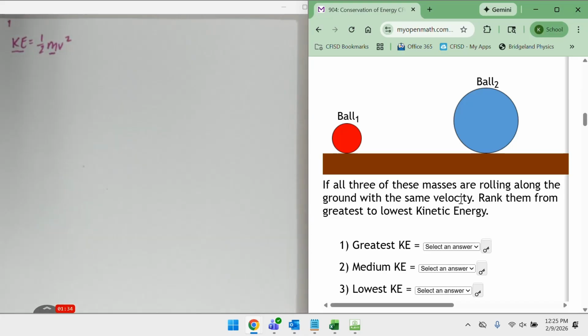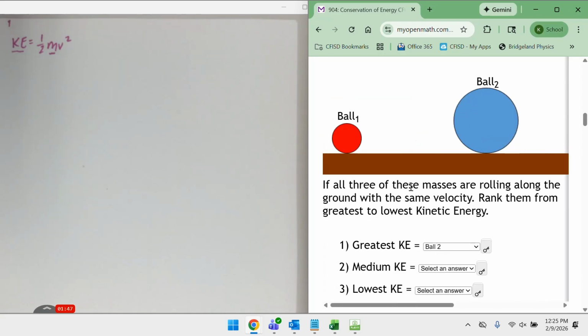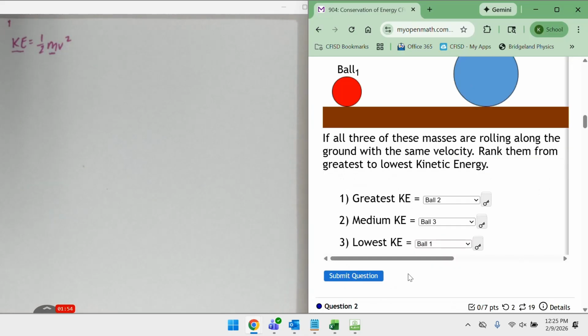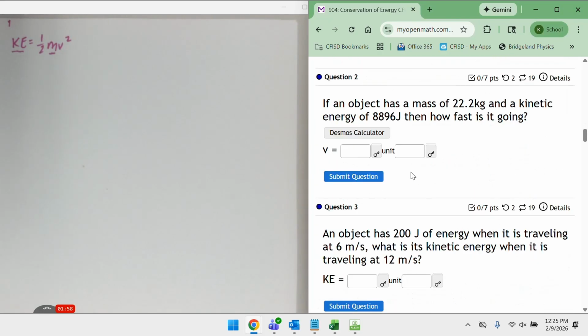And so the greatest kinetic energy will be the one with the greatest mass, which is going to be ball 2, followed by the medium, and then the lowest. Again, when we look at the sizes, ball 3 is bigger than ball 1, and so it would be the medium amount, and then the lowest kinetic energy would be ball 1, and those should be your answers for that ranking. All right, moving on to question 2.